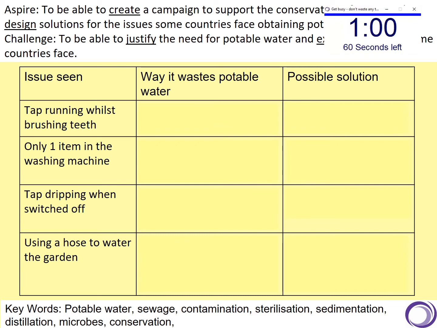So there was a picture of somebody with a tap running whilst they were still brushing their teeth. There was another picture where somebody was only putting one item, a pair of jeans, into a washing machine. There was another one where a tap was dripping even though it had been switched off. And finally, there was an example of using a hose pipe to water your garden. So when you've got your table completed, we're going to look at some ways that waste potable water and some possible solutions to conserve potable water. Just a few more seconds and you should have the draft of that table in your books.